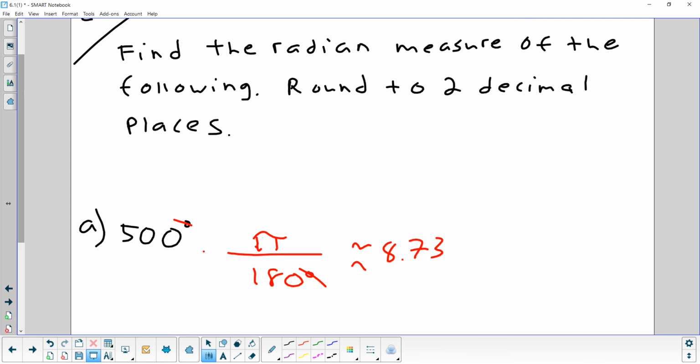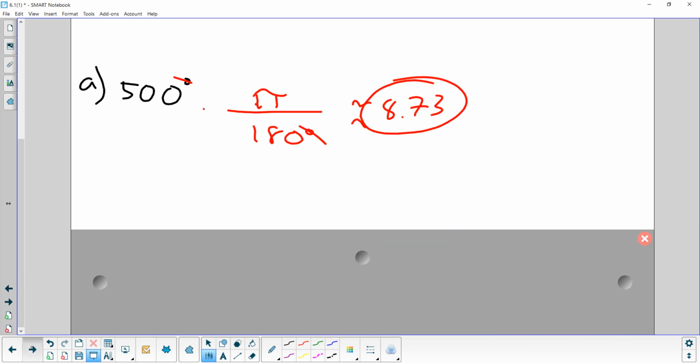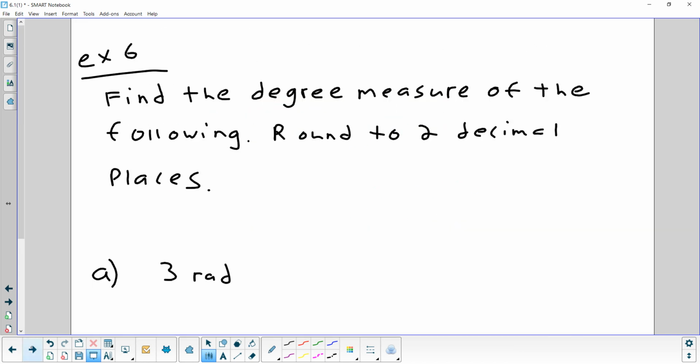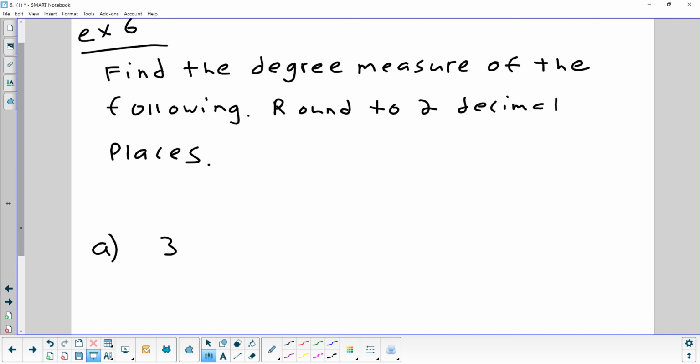That's radians. Do I need to put RAD? No. So that's an example of converting a degree to a radian and rounding it off. Let's do a radian to a degree, and we'll round it off just like we did the last one. Okay, again, RAD is written next to the 3, but it's invisible.